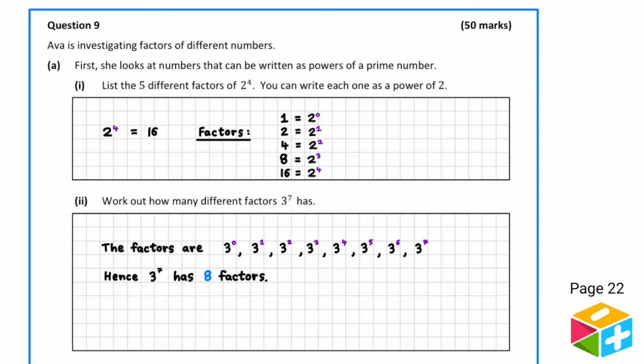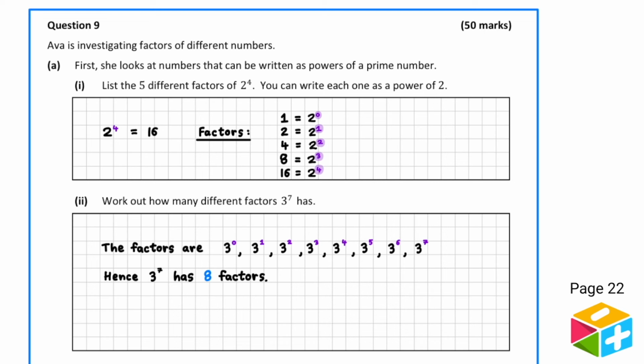There's a very nice pattern here when you write these factors as a power base 2. 1 is 2 to the power of 0, 2 is 2 to the power of 1, 4 is 2 to the power of 2, 8 is 2 to the power of 3, and 16 is 2 to the power of 4.